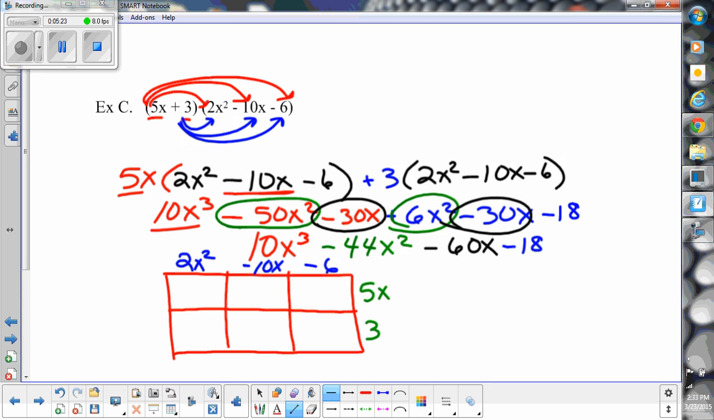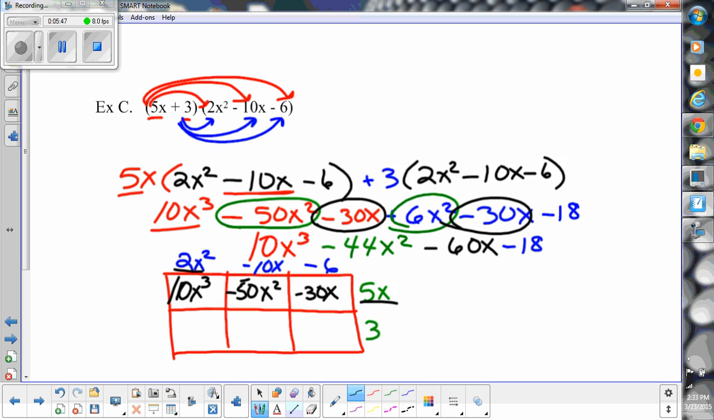So when we begin multiplying, we have 2x squared times 5x, which is 10x cubed. We have negative 10x times positive 5x, so that's negative 50x squared. And we have a negative 6 and a positive 5x, that's negative 30x.